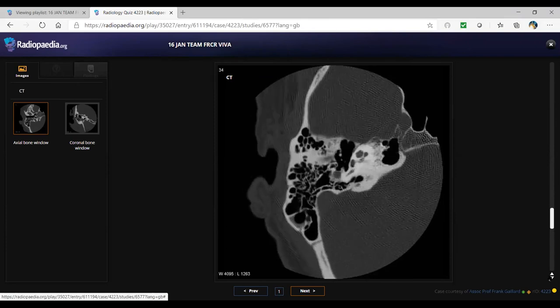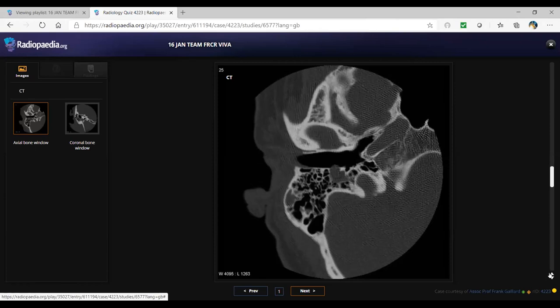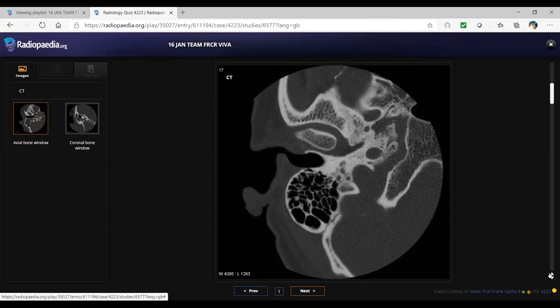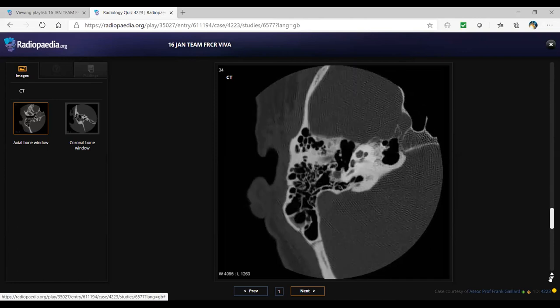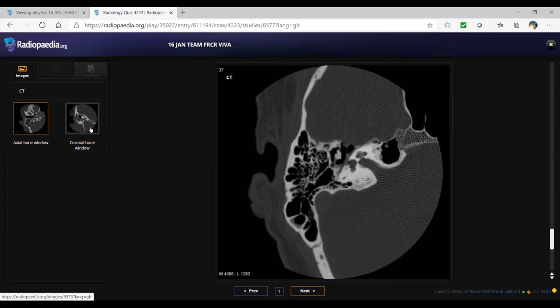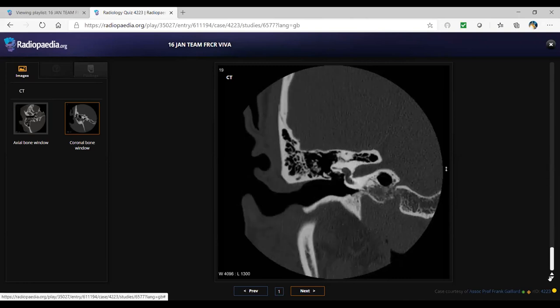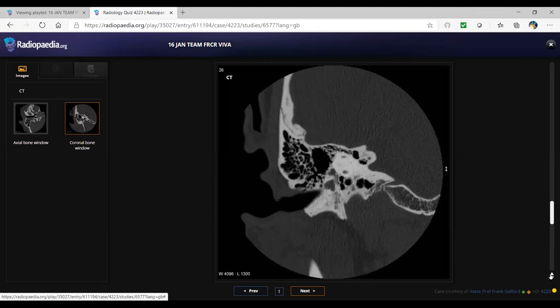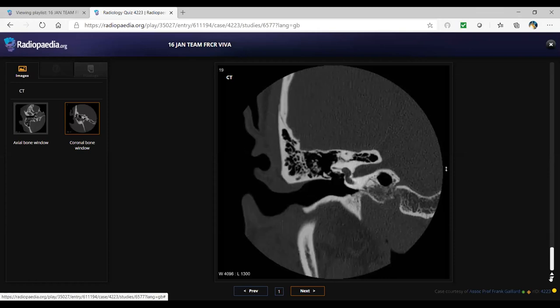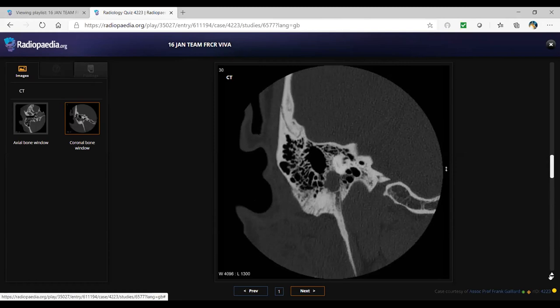The internal acoustic meatus appears normal. The middle ear and the middle ear ossicles appear normal. You do have a coronal window as well. And the external auditory meatus as well as the auditory canal appears to be patent. There is a communication between the external auditory canal and the mastoid vessels.